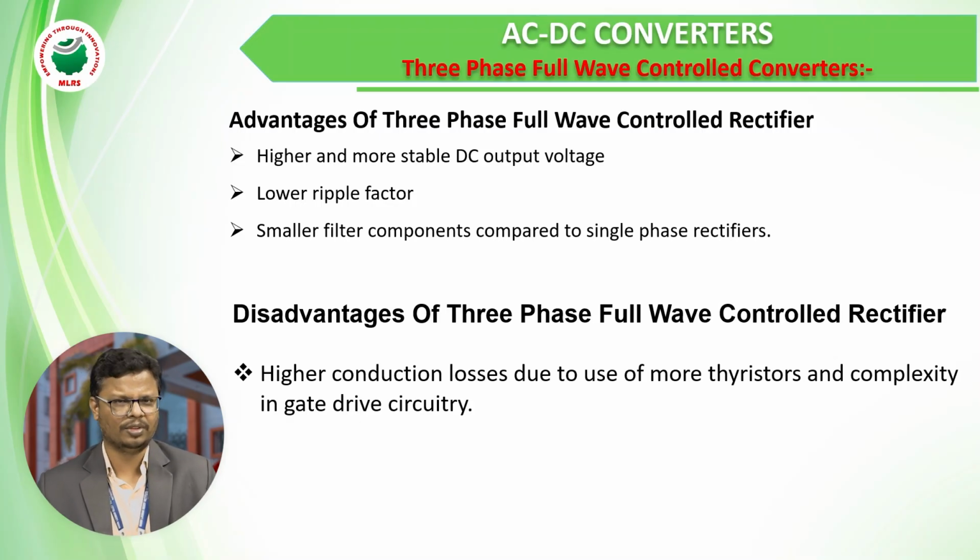When the ripples are less, obviously we require smaller rating filters. If ripples are more, the filter complexity increases and the cost of the system also increases. So we will use smaller filter components. And here we have disadvantages also. Every system suffers from at least one disadvantage. Here also we have one: higher conduction losses due to the use of more thyristors.